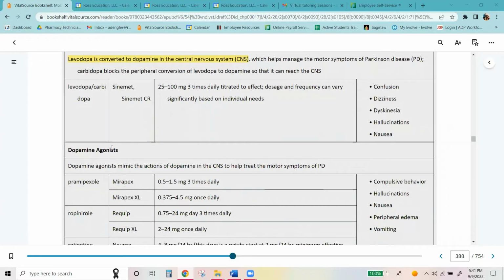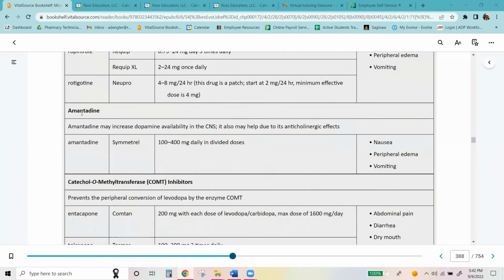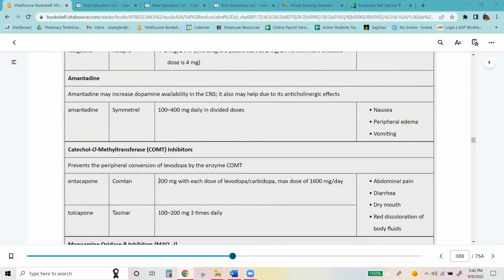We have dopamine agonists that mimic the actions of dopamine in the CNS to help treat the motor symptoms. The medication amantadine may increase dopamine availability in the CNS, and it is also helpful due to its anticholinergic effects. The medications Comtan and Tasmar help prevent the peripheral conversion of levodopa by the enzyme COMT, which is catechol-O-methyltransferase.